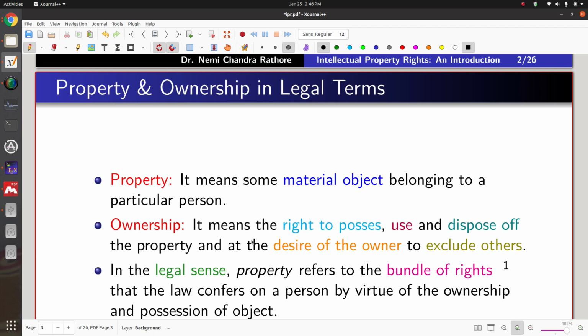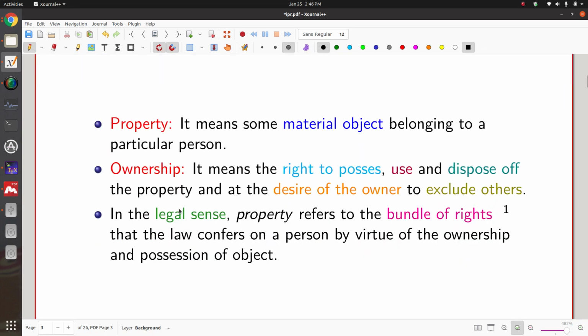That means a set of rights that you are given by the law of the land, and this law confers on a person by virtue of ownership. So the law actually gives ownership to people, and it also gives the person the freedom to use those properties at their discretion, under a certain legal framework.